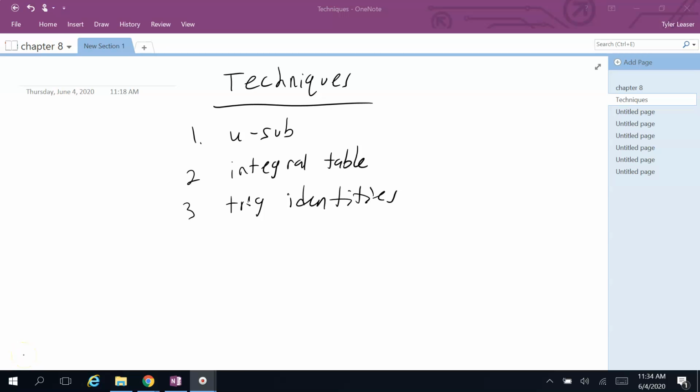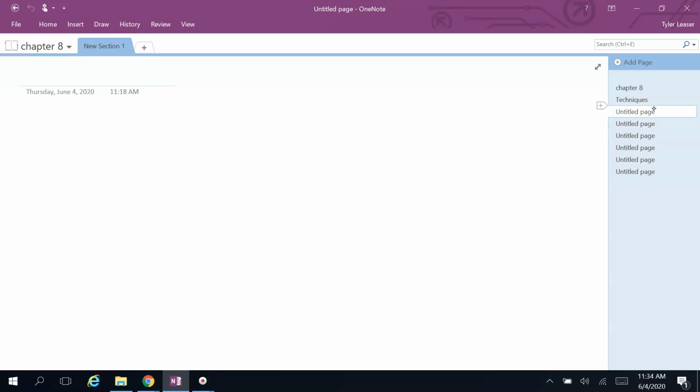All right, part 2 here of chapter 8. We've looked at these 3 techniques: u substitution, using the integral table, and then trig identities. Let's look at a couple other techniques. So again, just looking at some examples.